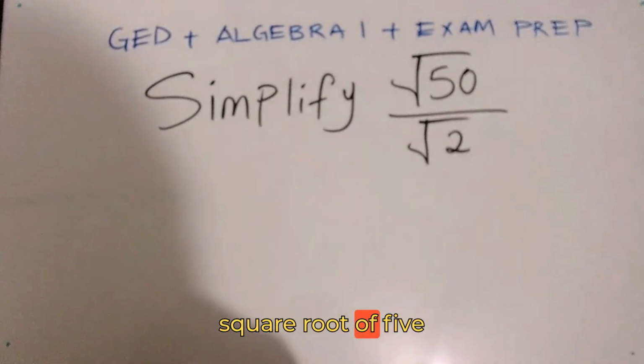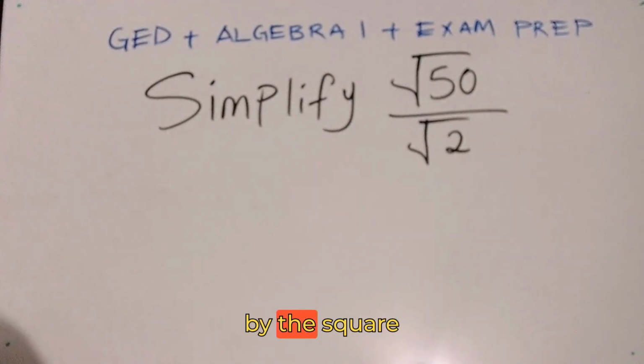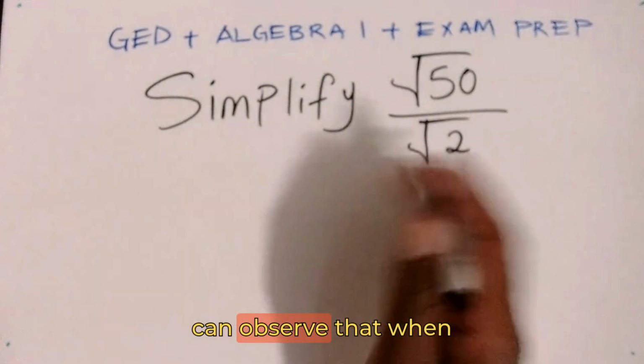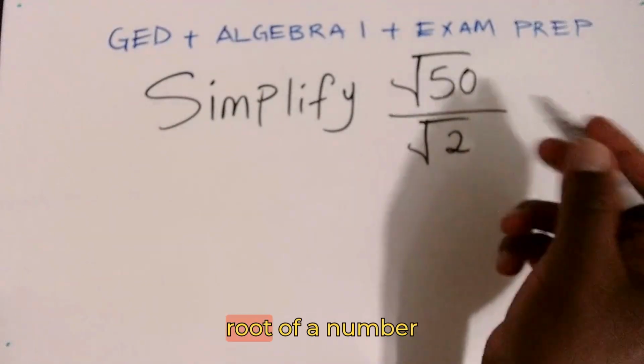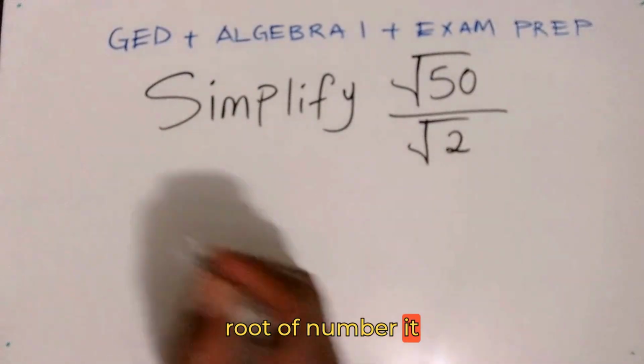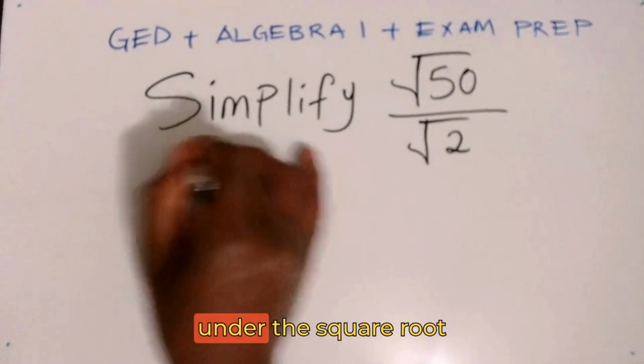We find the square root of 50 divided by the square root of 2. You can observe that when you have a square root of a number divided by a square root of a number, it is just the same as everybody under the square root.